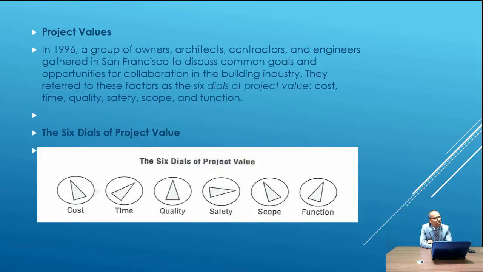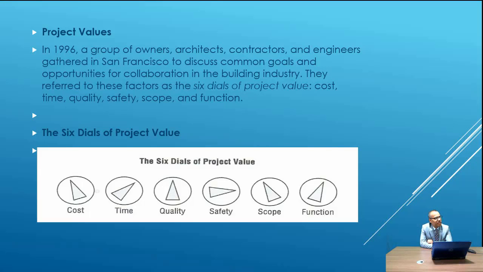The project values. In 1996, a group of owners, architects, contractors, and engineers gathered in San Francisco to discuss common goals and opportunities in the building industry. They referred to these factors as the 6 Ds of project value: cost, time, quality, safety, scope, and function.